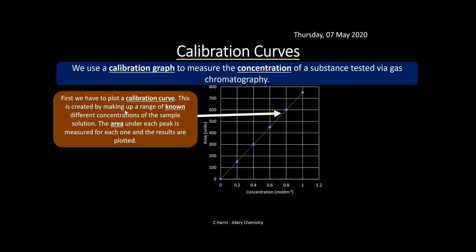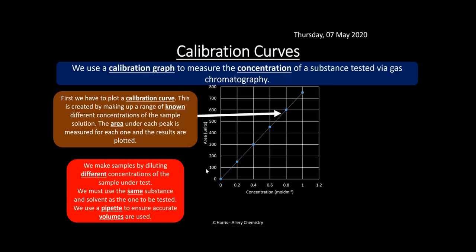Okay, so this is what we've got here. We've got the area, in whatever the units are, of the peak, and the concentration here. But these are the known concentrations. So we've done this deliberately, and we've effectively set a standard. So we make samples by diluting the different concentrations of the sample under test. We must use the same substance and solvent as the one to be tested, exactly the same, to make it comparable. And we use a pipette to ensure accurate volumes are measured.